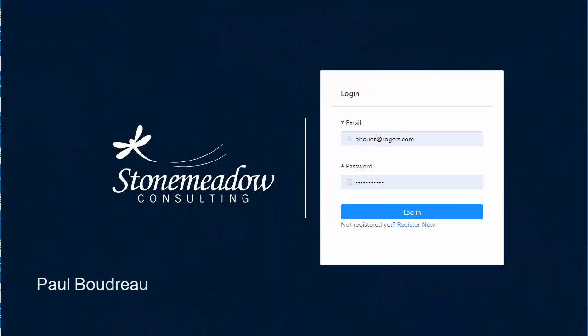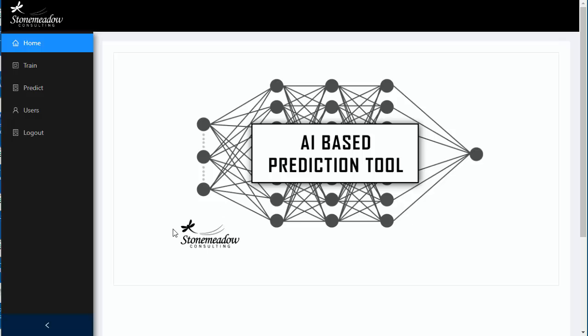This is a demonstration of the project prediction tool. I'm going to log in with my account and password, and I get to the home page. And this graphic is representative of the neural network that the tool uses to make the predictions.